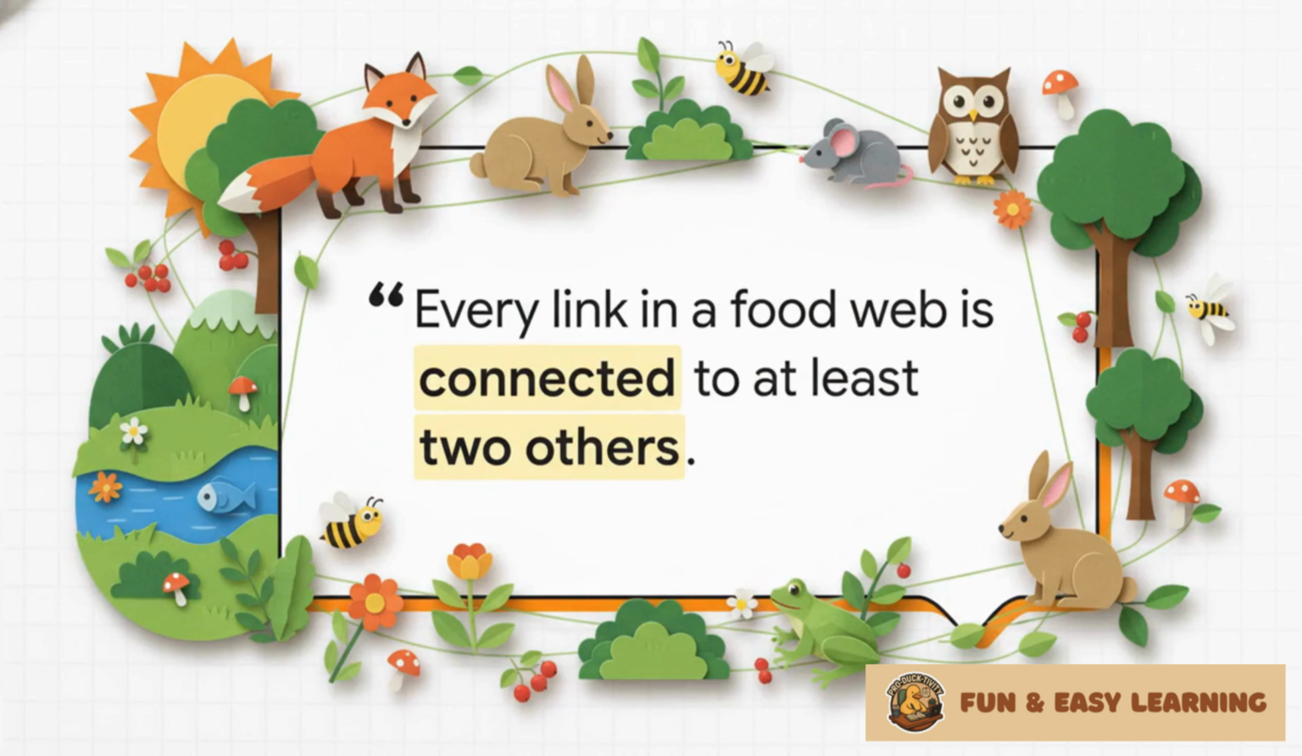And that really shows us the most important idea of all. In a healthy food web, almost every single living thing is connected in more than one way. It might eat a few different things, and a few different things might want to eat it. It's all these connections that make a whole ecosystem strong.